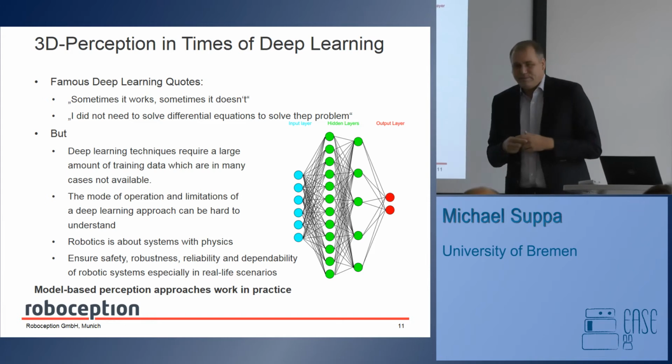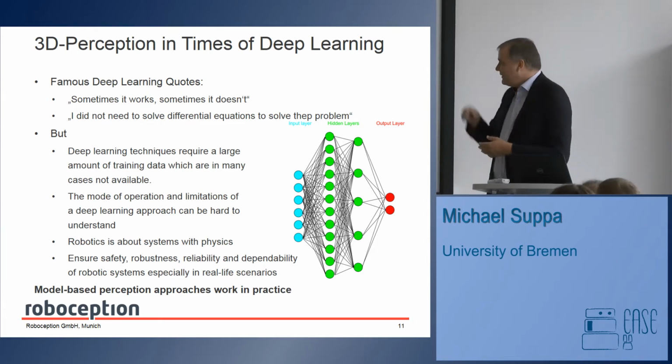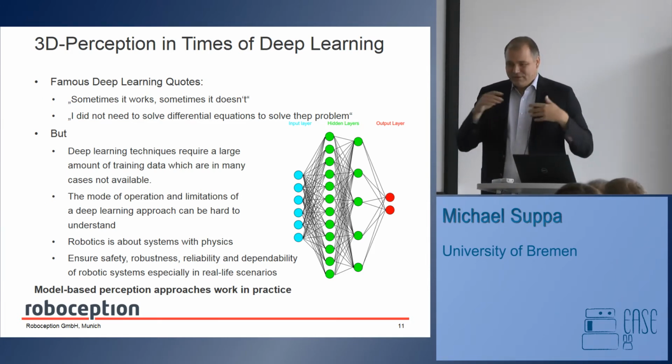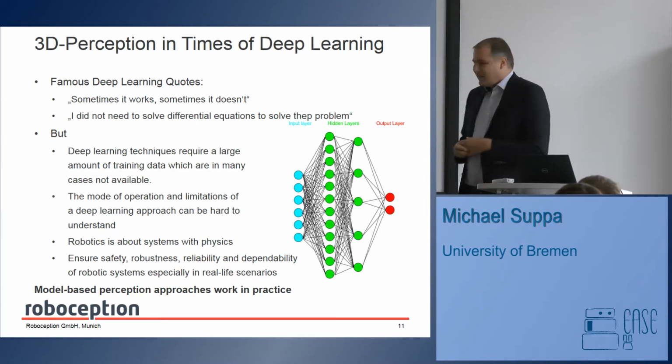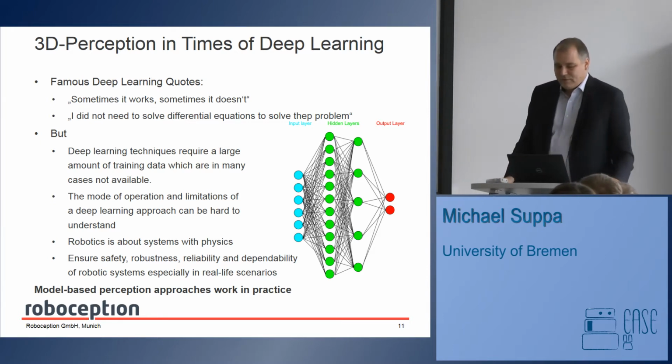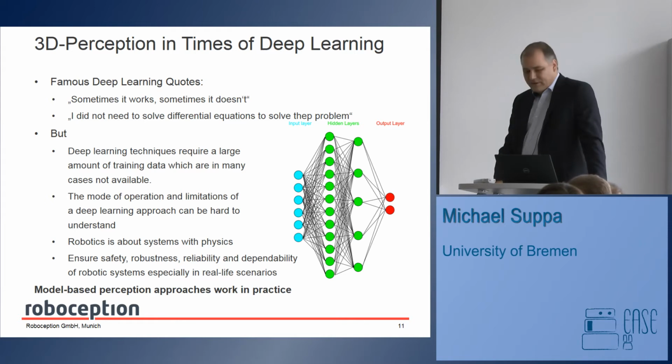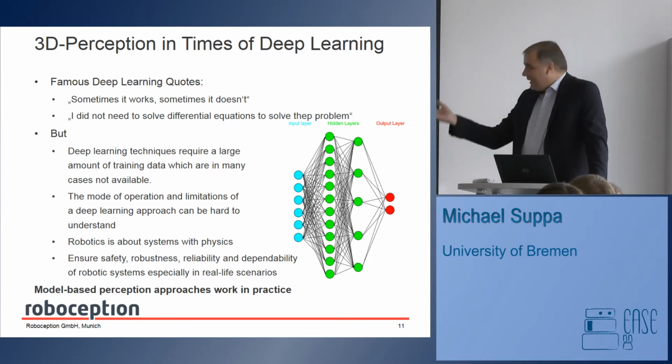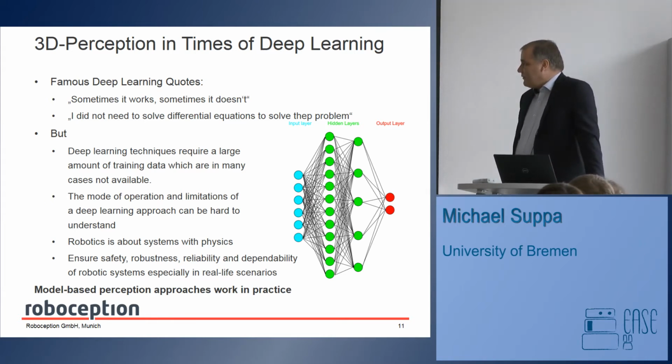So if you're working with robots, system knowledge, what is really going on, is something that must be trained and that you need to keep in your schedule. And same, deep learning techniques require a large amount of data. And in robotics, it's not big data. So in many cases, you don't have the amount of data that you need to sufficiently train.